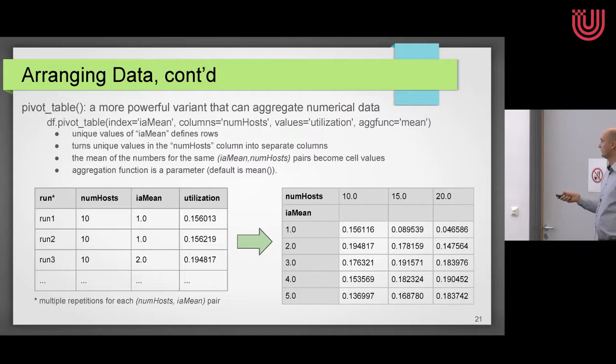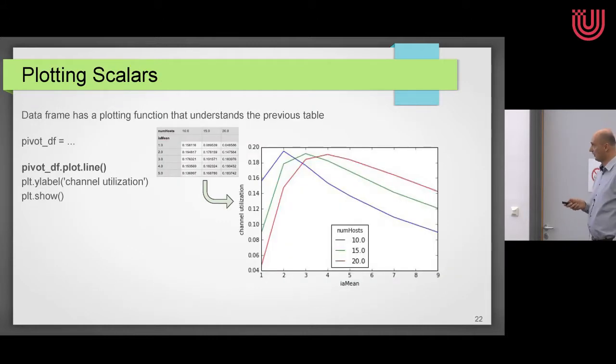Okay, what can we do with this table? The data frame has a plotting function. If we take the output from the previous one and say plot.line, then you will get a nice line chart like this. So for different numbers of hosts and different traffic intensity, the channel utilization varies like that.